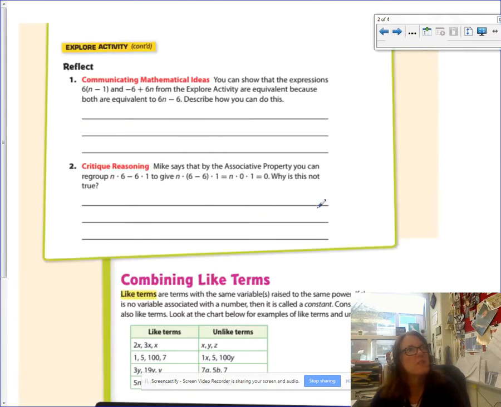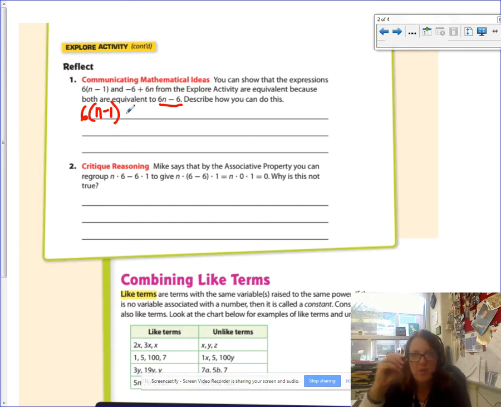Let's see what comes next. You can show that these expressions from the Explore activity are equivalent because they are both equivalent to this. Describe how you can do this. Now we've got to take a step back to when we talked about properties the other day, and I had you make that whole big flip chart. I'm going to start with this expression, 6 times the quantity n minus 1.